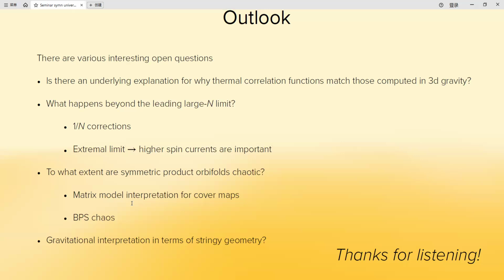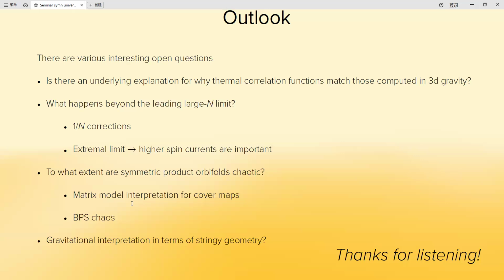Then, to what extent are symmetric product orbifolds chaotic? The OTOC says no, but having the thermal 2-point functions of BTZ black holes kind of begs for maybe some intermediate understanding of the notion of chaos. And there are 2 ways in which you can imagine tackling this question. A couple years ago, there was a very interesting paper that gave a matrix model interpretation for cover maps of correlation functions at 0 temperature, but of operators with long twist cycles. And then also recently, there have been many interesting papers pertaining to BPS chaos. And one could study this in symmetric orbifolds.